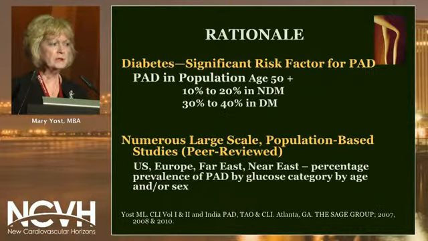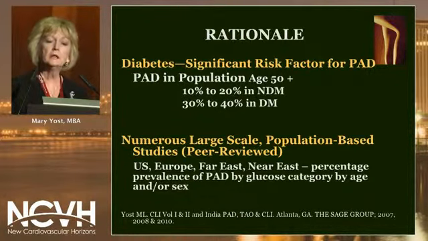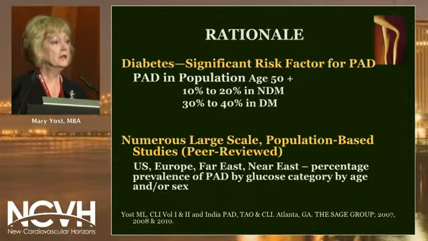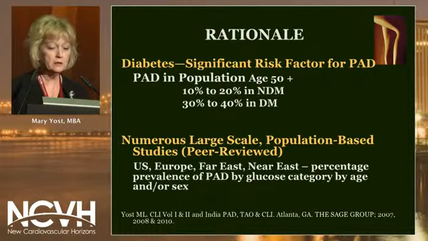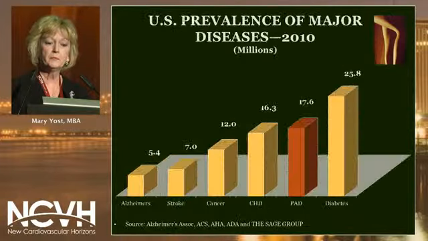The rationale for this: diabetes is a significant risk factor for PAD. If you look at the population 50 years and older, 10 to 20% of them who don't have diabetes have PAD. However, of those with diabetes, 30 to 40% have PAD. There are also numerous large-scale population-based studies published in peer-reviewed journals that have examined the prevalence of PAD in many different populations, not just in the US, but worldwide.